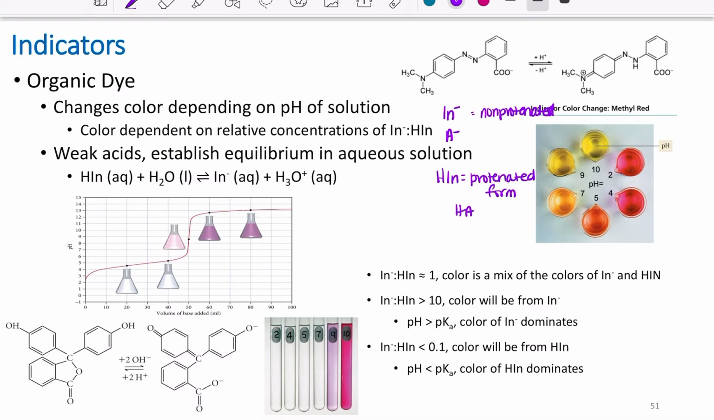Weak acids, they establish an equilibrium in aqueous solution. So these organic dyes are weak acids. Our protonated form reacts with water to give me the non-protonated form, In minus, and H3O+. And we can see a number of different indicators. So for example, here we see an indicator going from a red color through orange to a yellow, depending on what pH we are at.